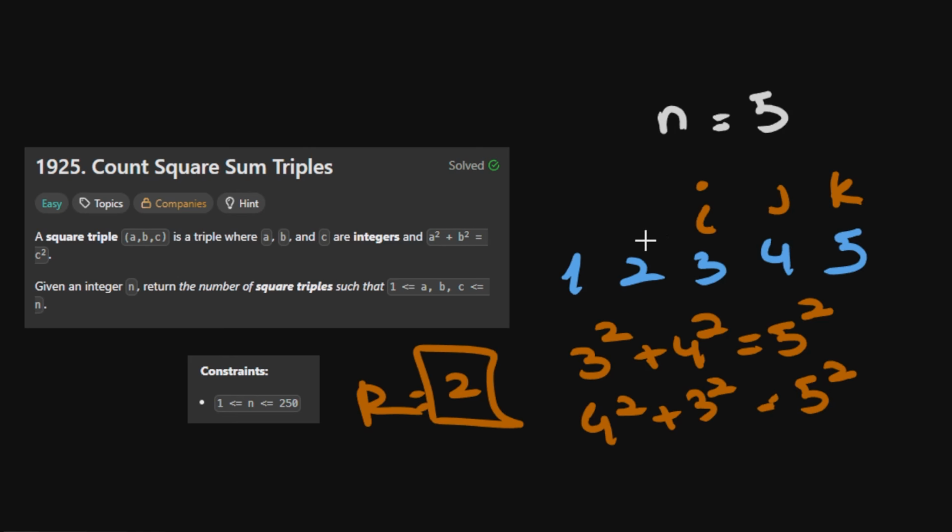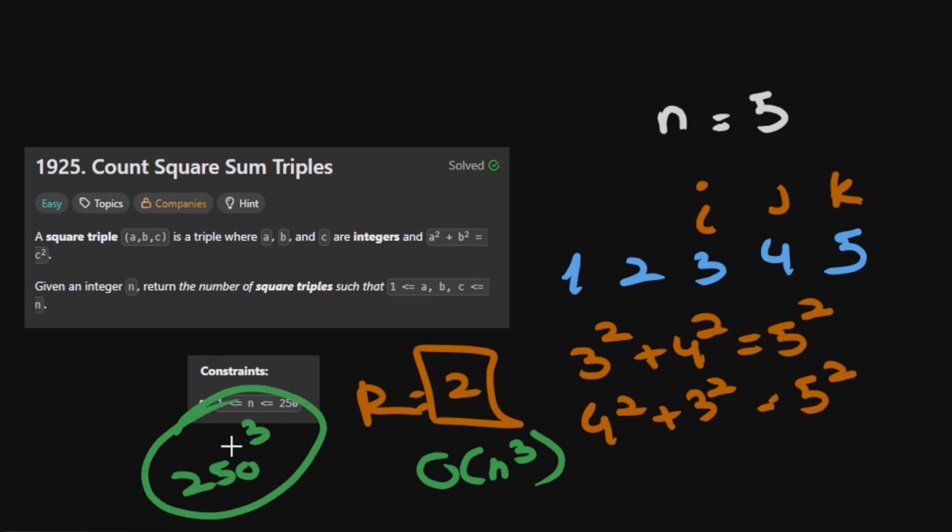Now we are iterating this with 3 pointers, and this requires big O of n cube time complexity. And this still works because of the constraints. We know that n can be up to 250, and 250 to the power of 3 is not that big. Well, it's actually a big number, but we can handle this number, so this technically doesn't throw an error.